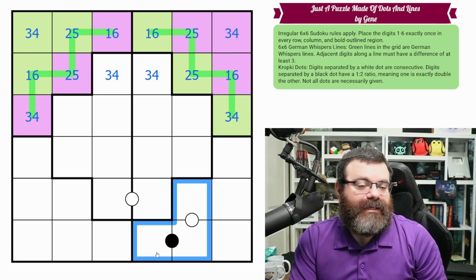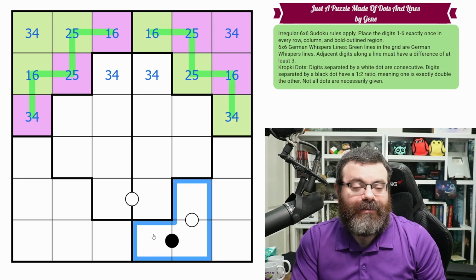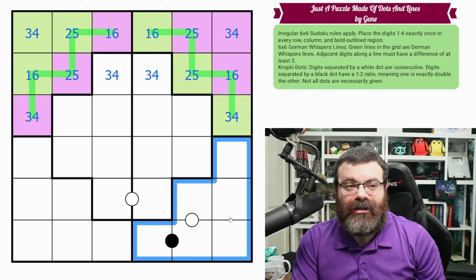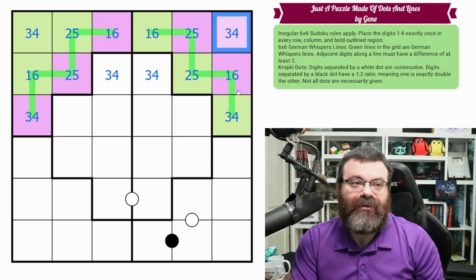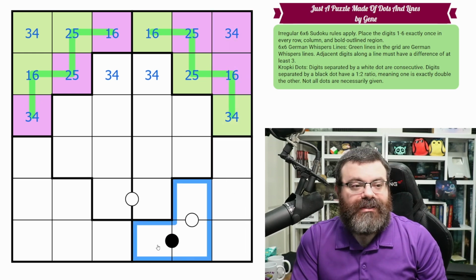There might be something here. So these three digits, whatever they are, end up here, because this region has all of 1 through 6. So it's going to have the purple 3-4, the purple 1-6, and the green 3-4. And they can't repeat in the column. So they end up over here.